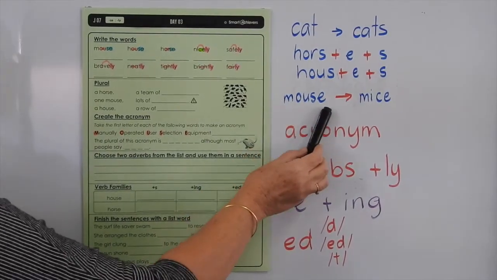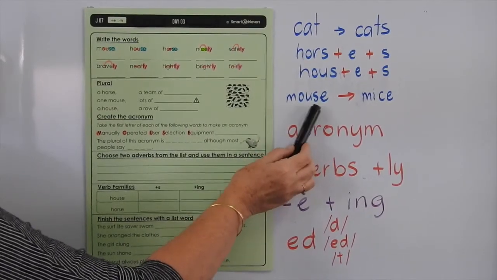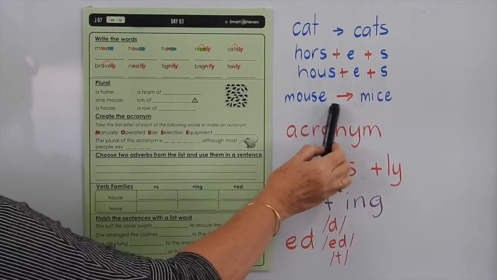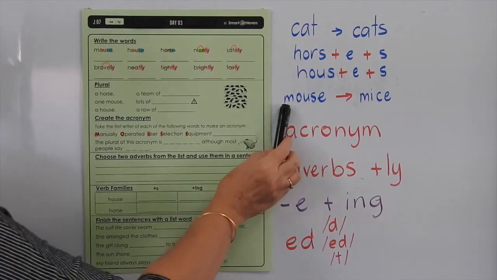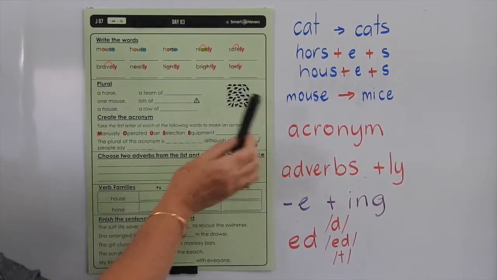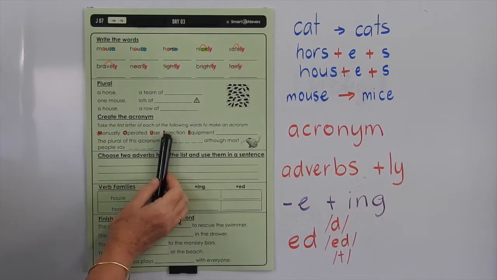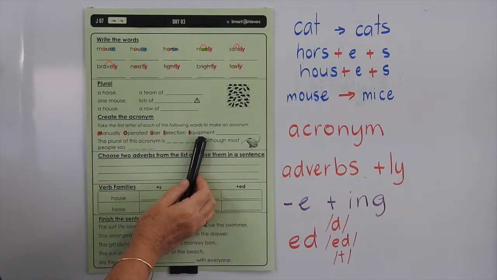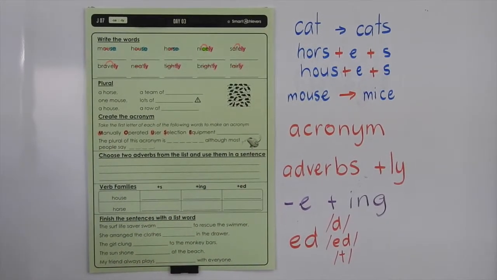Now we do have some irregular nouns. So mouse is one, and mouse becomes mice when we make it into a plural form. We don't usually say mouses. But when you get down here, you'll see that mouse can also be an acronym. So if we take the first letters of these words that I've highlighted, manually operated user selection equipment, this is referring to the mouse that you use on a computer.